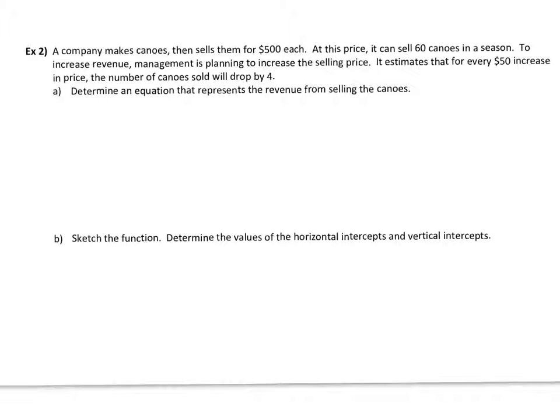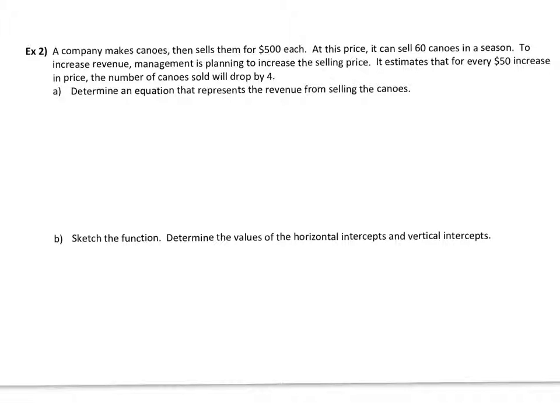Okay, a company makes canoes and sells them for $500 each. At this price, it sells 60 canoes in a season. To increase revenue, management is planning to increase the selling price. It estimates that for every $50 increase in price, the number of canoes sold will drop by 4.